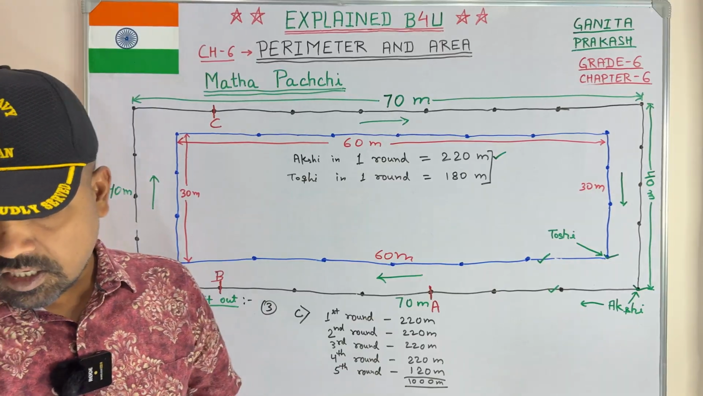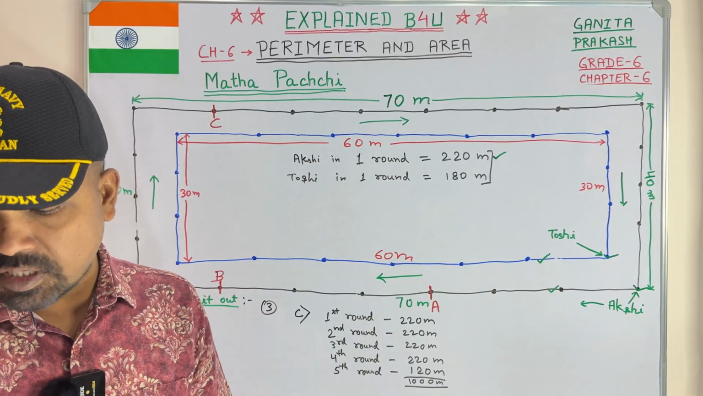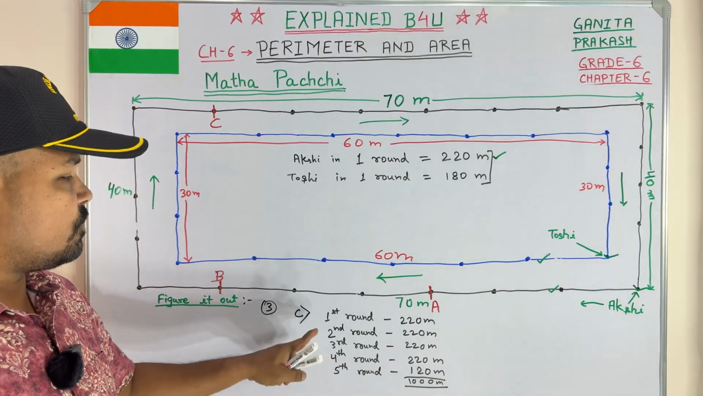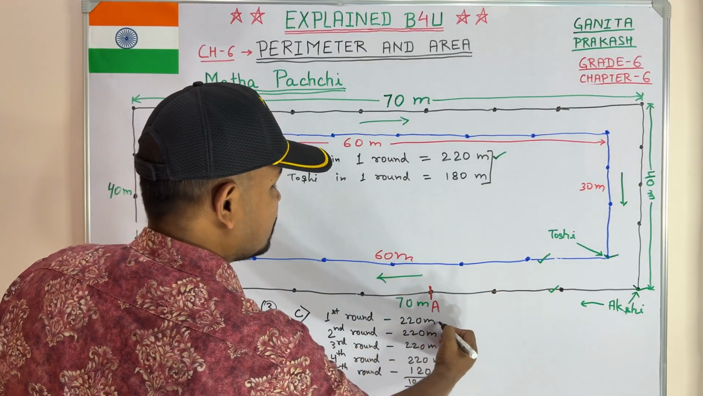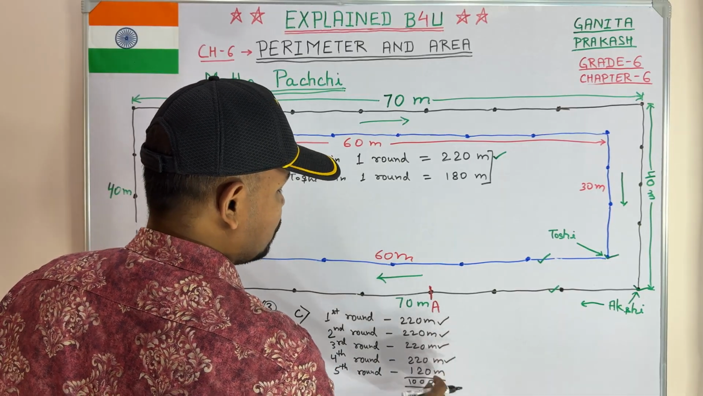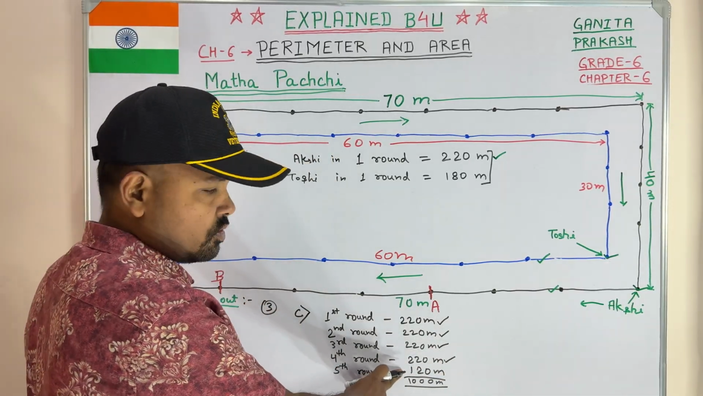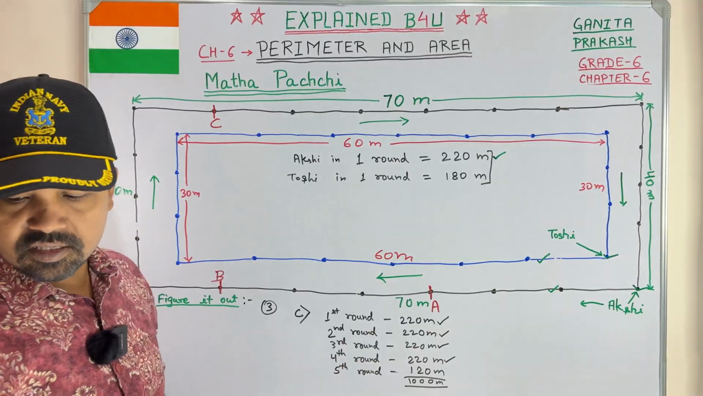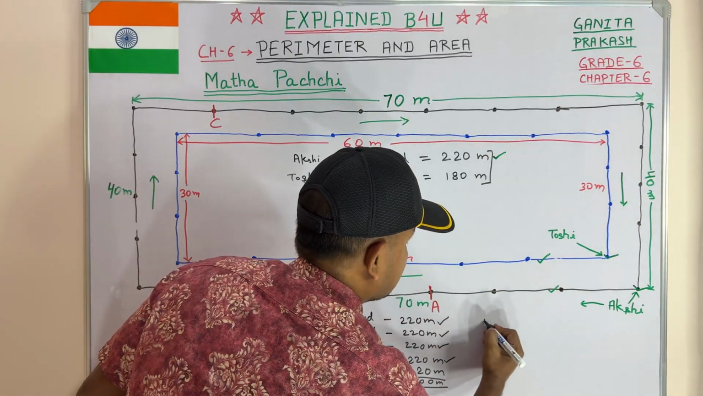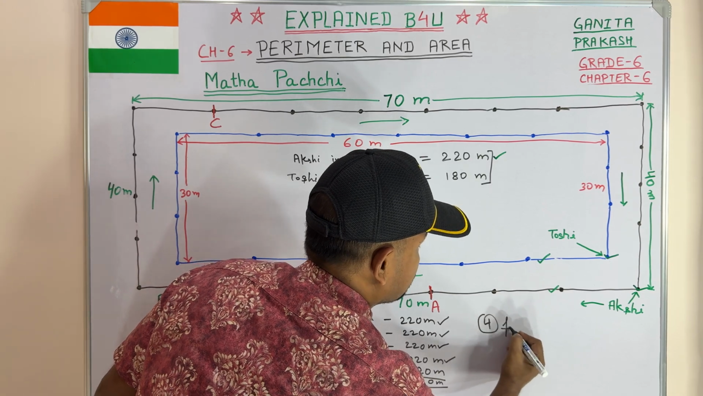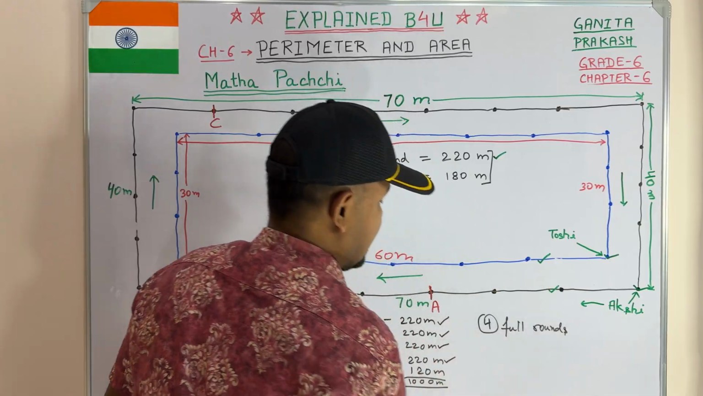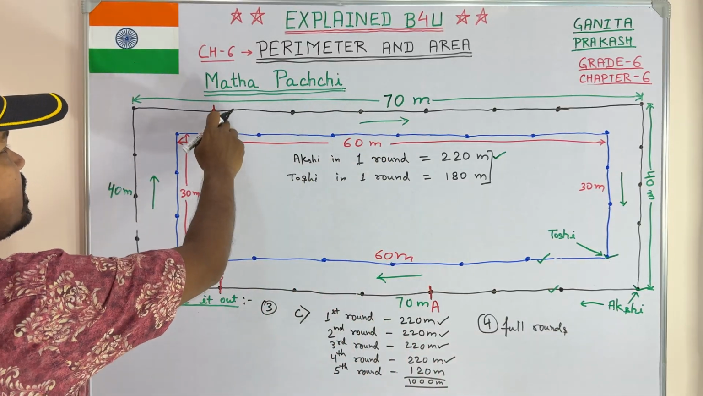So the question is asking how many full rounds has she finished running around her track. So full rounds: first was a full round of 220 meters, second was a full round of 220 meters, third was a full round, fourth was a full round, but fifth was not a full round. The answer will be Akshi has covered 4 full rounds of the track, and Akshi will be at this point.